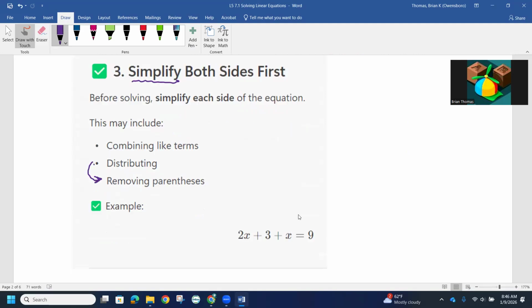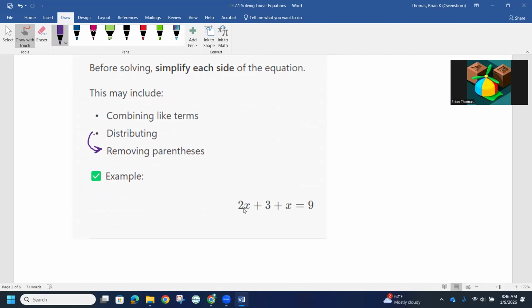So if I look at this example here, 2x plus 3 plus x equals 9. Notice that the left-hand side can be simplified because we have like terms. This 2x can be added to this 1x, if you will. So 2x's plus another x would be 3x. So this would turn into 3x plus 3 is equal to 9. So one of the things we got to do in solving equations is simplify each side first before we start trying to isolate the variable x.